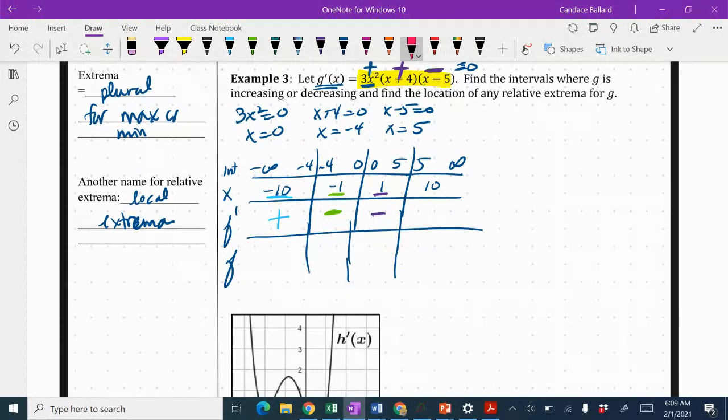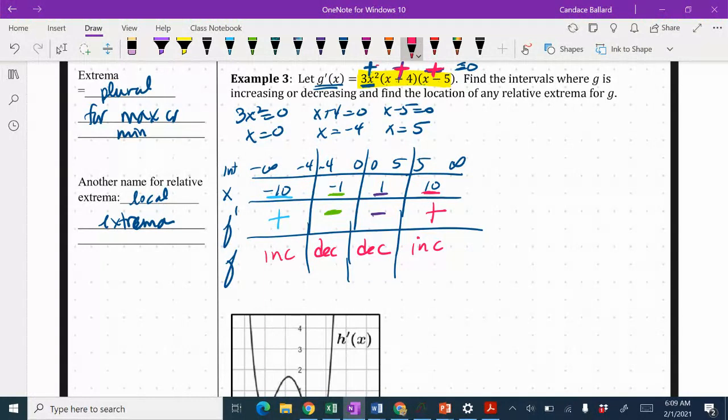And then finally, we are putting in a 10. So we'd have a positive here and a positive here. So positive times positive times positive is positive. Anytime we are positive, we know we are increasing. Anytime we are negative, we know we are decreasing. So we need the intervals where g is increasing or decreasing, and the location of any relative extrema.